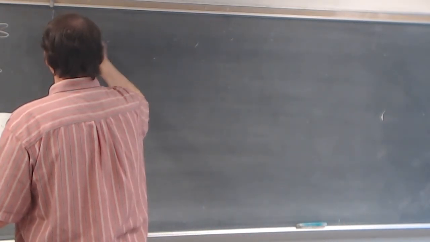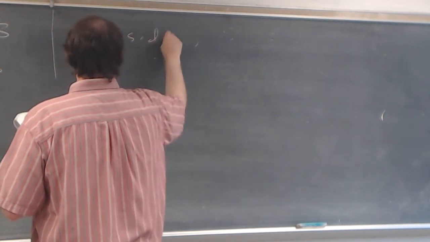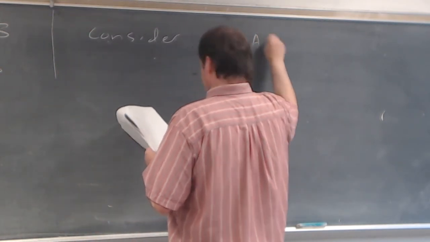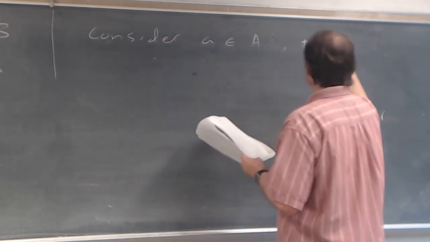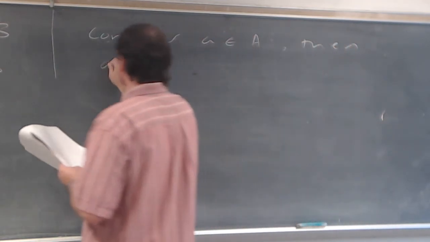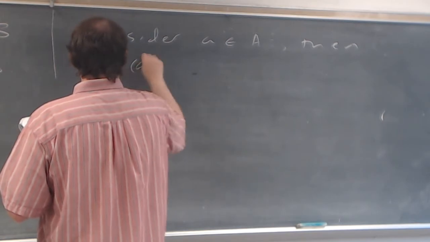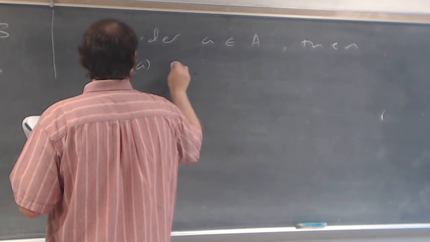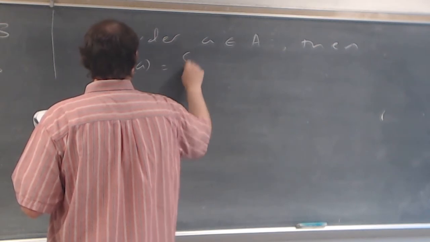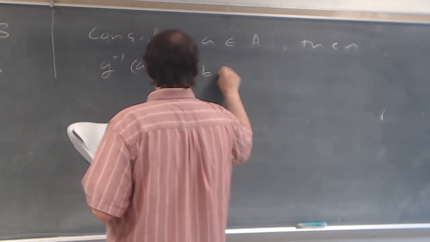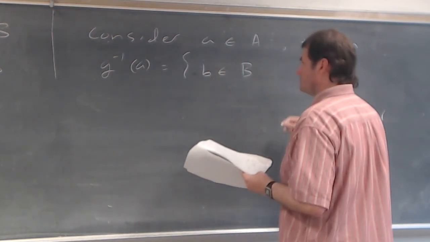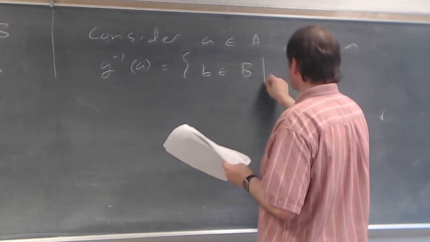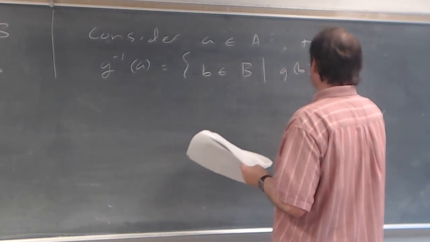Because the reason is that we consider A an element of A, then the inverse image of A under G consists of all B's element of big B such that G of B equals A.